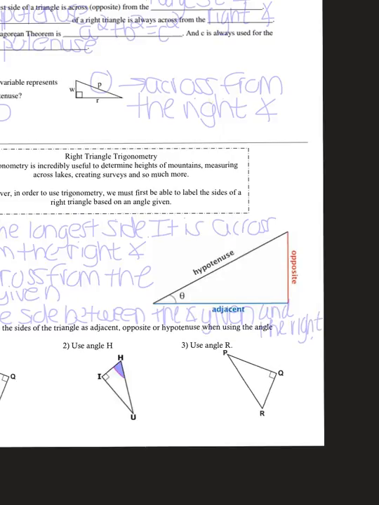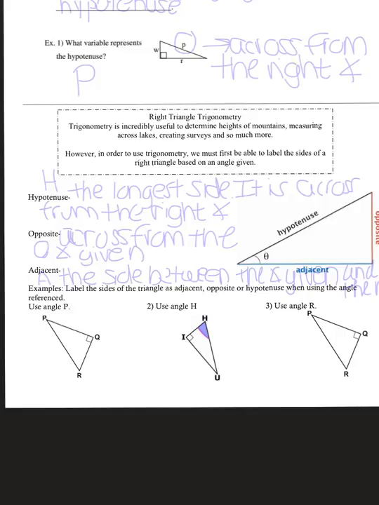Okay, so now at the bottom here, there are 3 examples. They will always tell you what angle they want you to use. So in this case, the first one they say angle P. So you always want to mark up the angle first. So if I mark up angle P right here, across from that is always going to be my opposite. Then from there, I always mark up the right angle. So here's my right angle. Across from that is always my hypotenuse. And then my adjacent is always the side between the angle given. So they gave me P and the right angle, which is Q. So that is my adjacent.